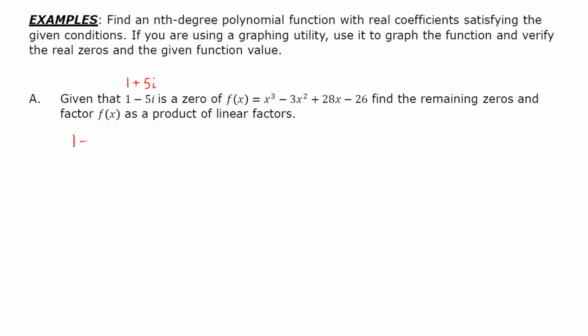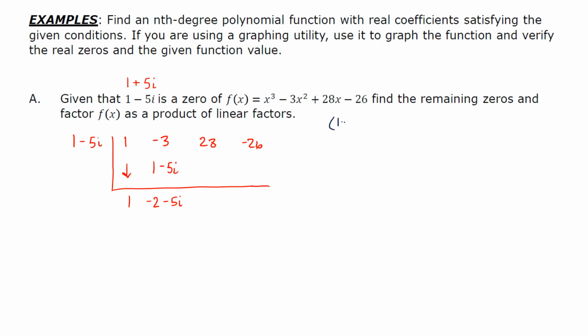So let's divide f of x by our zeros so that we can get it in factored form. All right, so we have 1, negative 3, 28, and negative 26. So we bring down 1. We can multiply, so 1 minus 5i. We can only combine like terms, so that would be negative 3 and 1. So that would be negative 2 minus 5i. Then we'll need to multiply these two terms together. So let's do that in here.